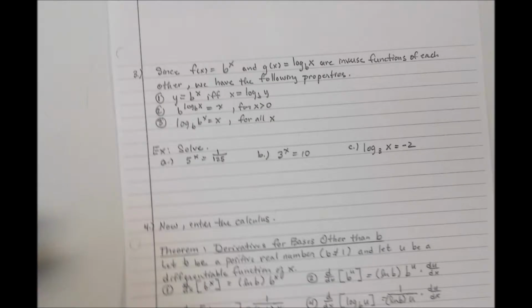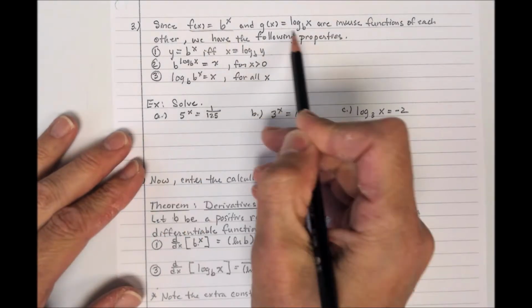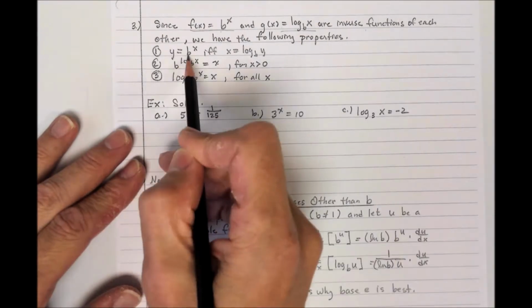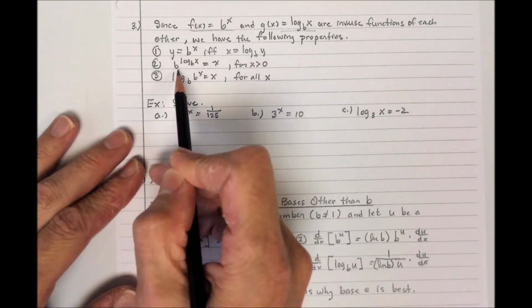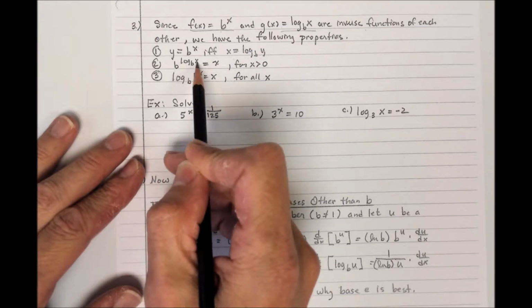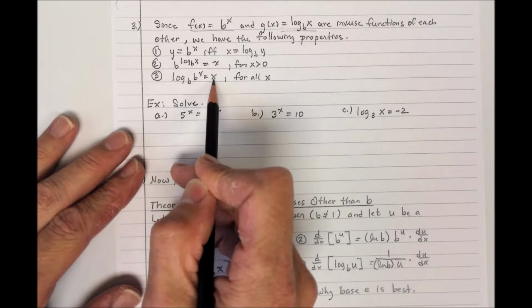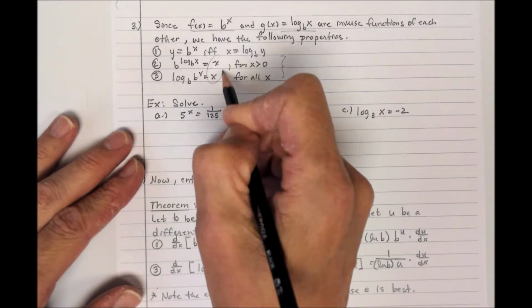A couple more things, because they're inverse functions of one another. The log base b of x and b to the x are inverse functions. We know that y equals b to the x if and only if x is equal to the log base b of y. Also, we know that the base b raised to the log base b of x power is equal to x, as well as the log base b of b to the x is equal to x. These are from the inverse properties, how we get the identity.